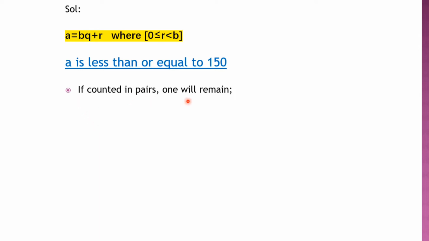If counted in pairs, one will remain. So a is equal to 2 into some quotient plus 1 as the remainder. How can we write this? a is equal to 2 times some quotient, plus 1. If counted in threes, 2 will remain. That means a is equal to 3 times some quotient plus 2 as the remainder. I hope you can understand this.